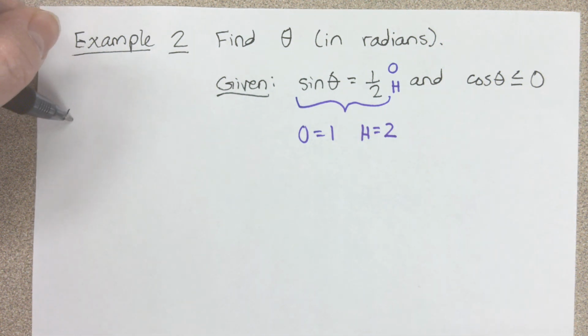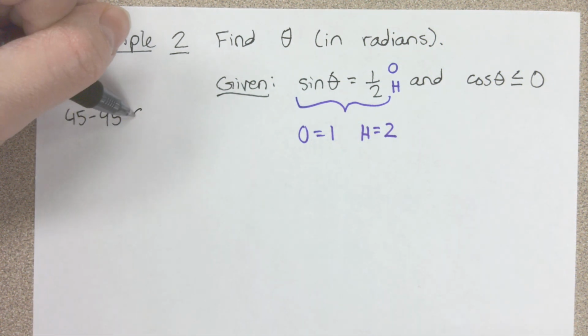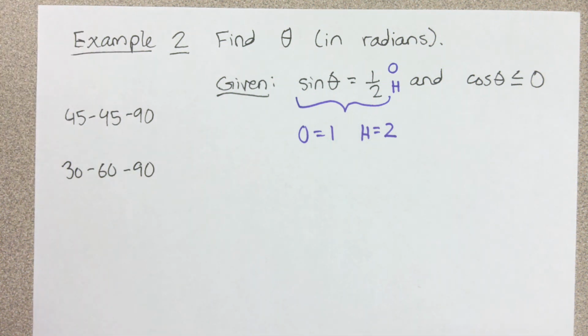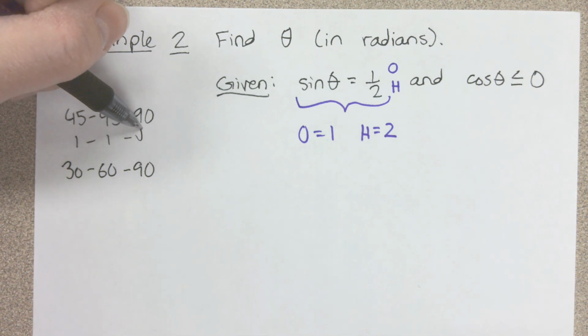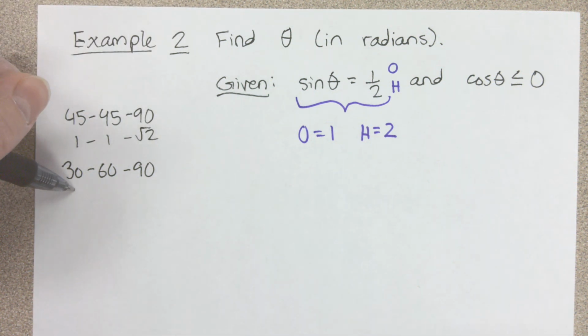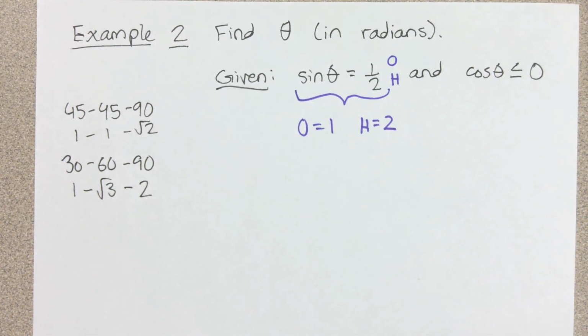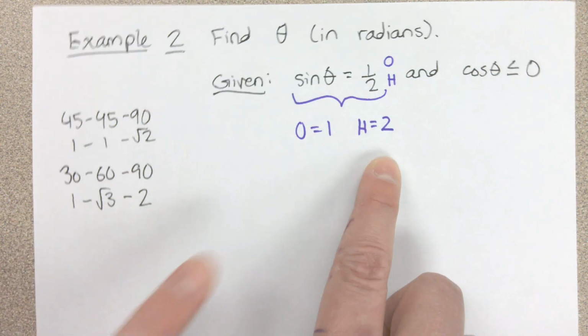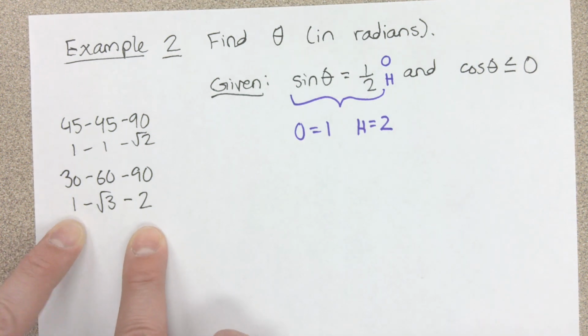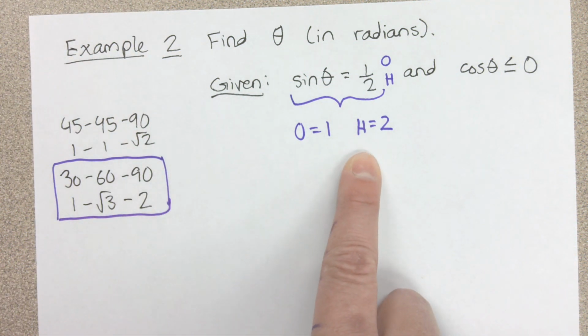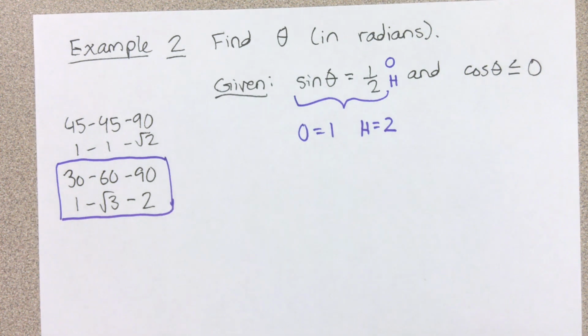And again, let's think about our options for the two triangles. It will be one of these two. 45, 45, 90, that's 1, 1, rad 2. And 30, 60, 90, that's 1, rad 3, 2. Which one do we have this time? 30, 60, 90. We have 1 and 2. That matches the 30, 60, 90 ratios. And specifically, the H gives it away. It's either going to be rad 2 or 2. It's 2 this time. So this is a 30, 60, 90 triangle here.